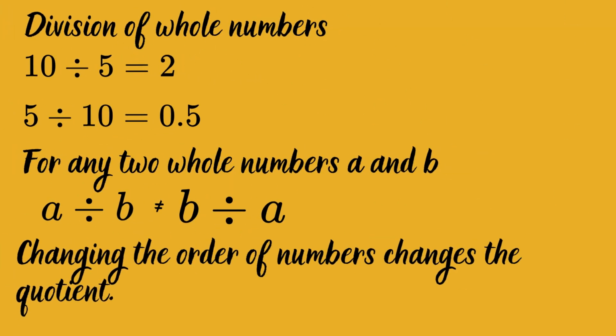So thus we can say that if we change the order of the numbers, the quotient does not remain the same. Thus, for any two whole numbers a and b, a divided by b is not equal to b divided by a. Therefore, changing the order of the numbers changes the quotient.